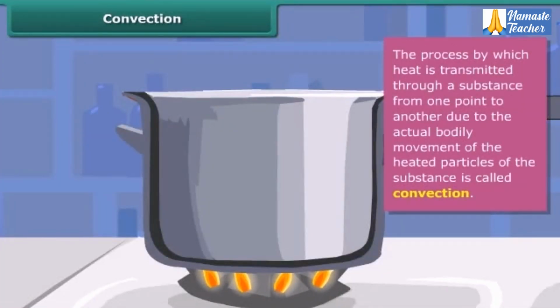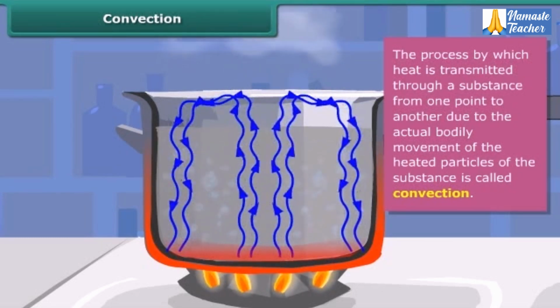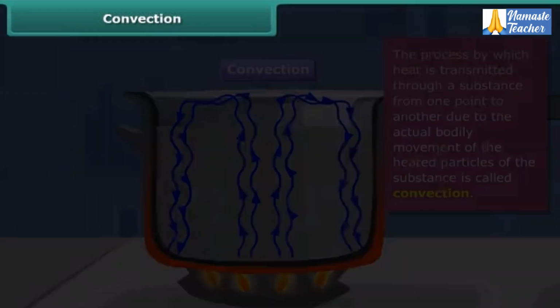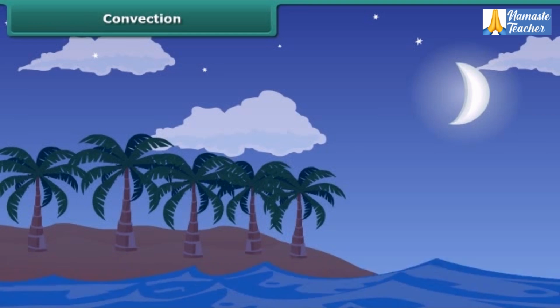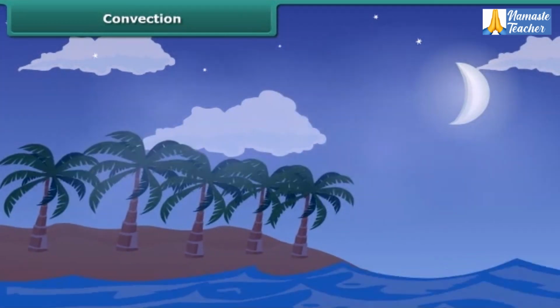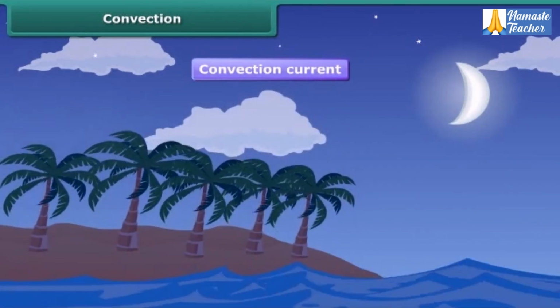The process by which heat is transmitted through a substance from one point to another due to the actual bodily movement of the heated particles of the substance is called convection. Convection of heat takes place in fluids, that is, liquids and gases, and involves the movement of matter from hot regions to cooler regions. In convection, heat is carried by moving gases like air and by moving liquids like water. A movement of air which carries heat from a warmer place to a cooler place is called convection current.